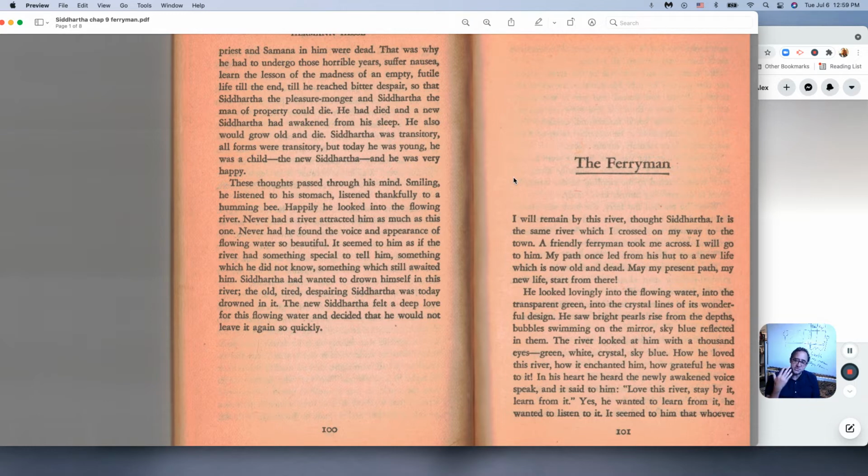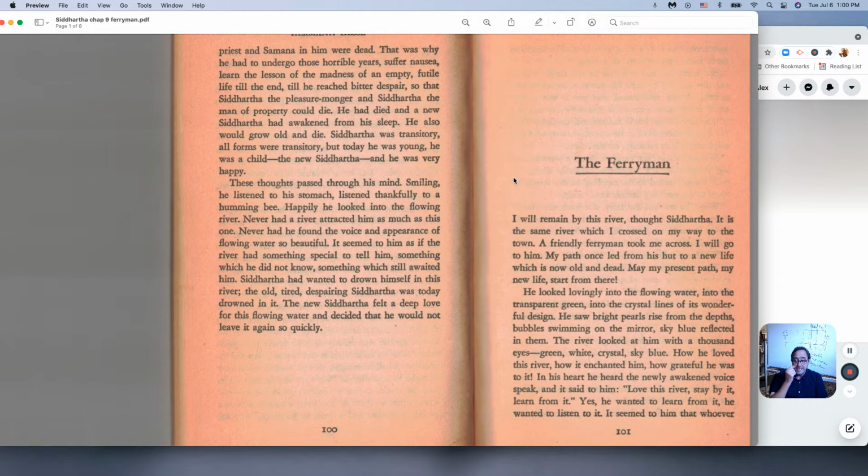Look at all the ways he describes the river. He sometimes shows that he is using an example. He says like or something like this. But mostly he's just using other words to describe it. He looked lovingly into the flowing water, the transparent green, green that you can see through, transparent green, crystal lines of its wonderful design. So now we're looking at the top of the river, how the crystal lines of the light go through it. He saw bright pearls rise from the depths, the bubbles. Couldn't you get a picture of it when you think of bright pearls? Sky blue reflected in them. Okay, great ways of explaining one thing.